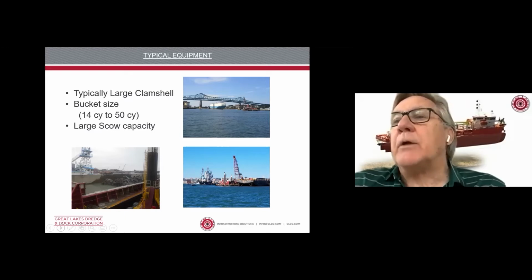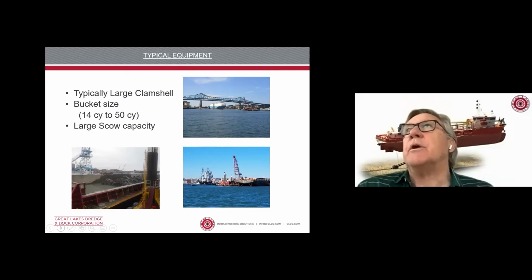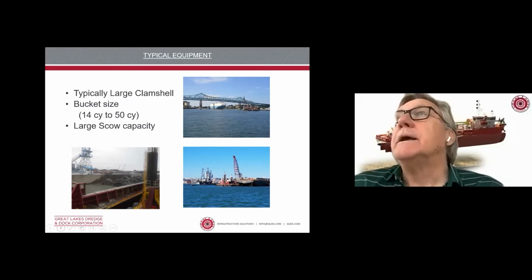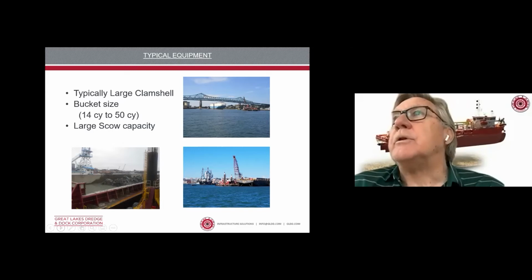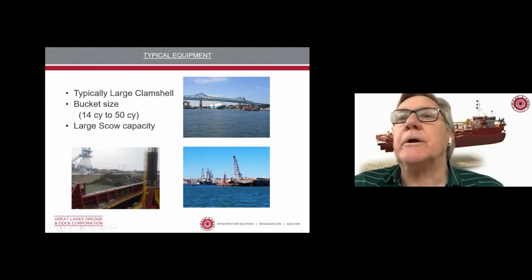Typically, these projects are done with our large clamshells. The buckets on those can range anywhere from 50 cubic yards, actually up to 70 cubic yards nowadays, for the light surface material, the mud, and all the way down to 12 to 14 cubic yards for the hard digging buckets. That's to remove the clay and then harder material underneath the surface material.